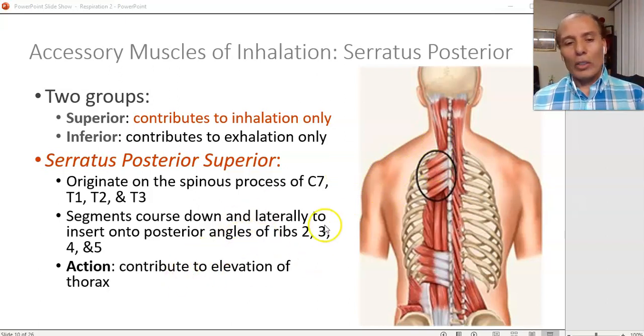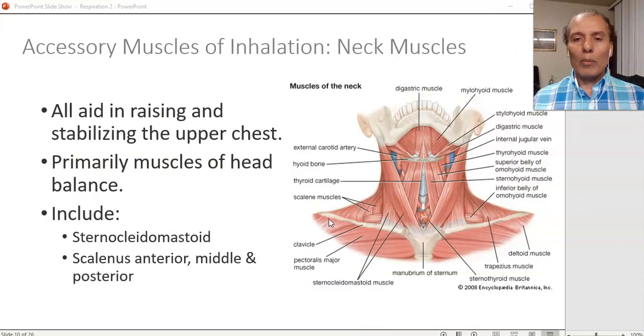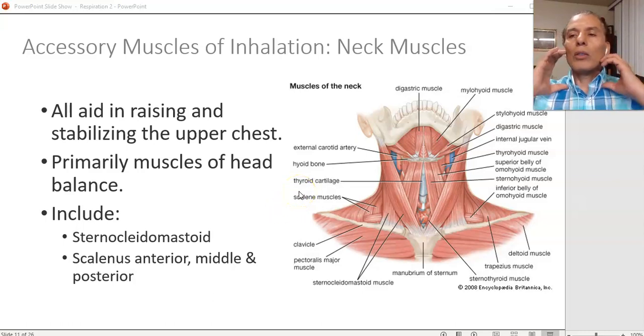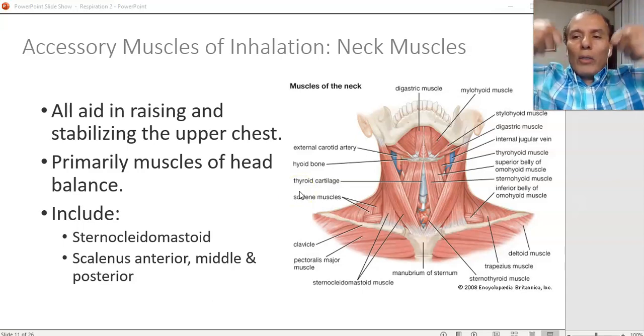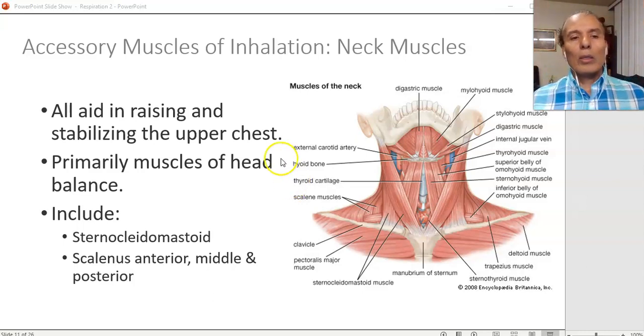So again, the function is to elevate the thorax, the posterior from the back. Now we speak about neck muscles, and these are powerful muscles of inhalation. They are obviously originating from the top, and they attach to the thorax from the top, so they will elevate the entire thorax.